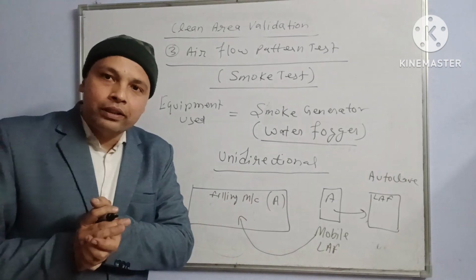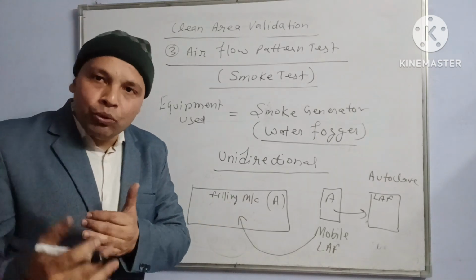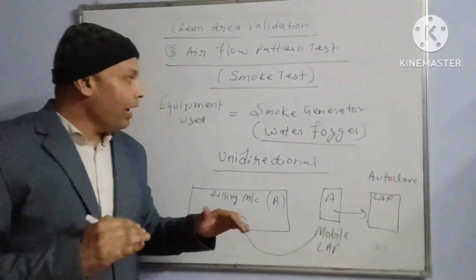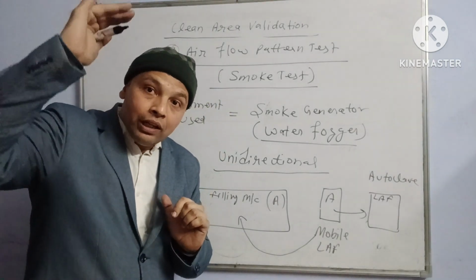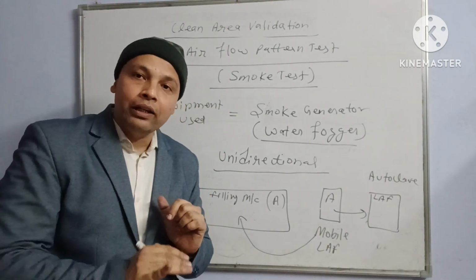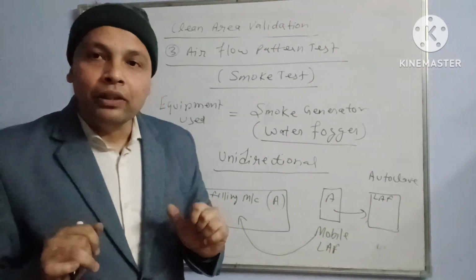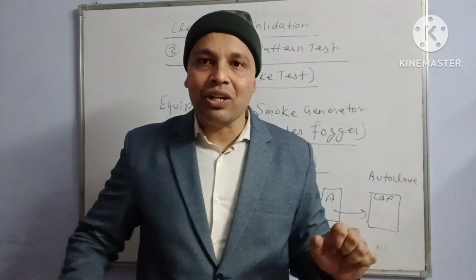And also in the rooms, suppose a grade C room is there, a grade B room is there, you have to show by using the smoke test that the flow is unidirectional in the whole room. There is no dead space where air is trapping.